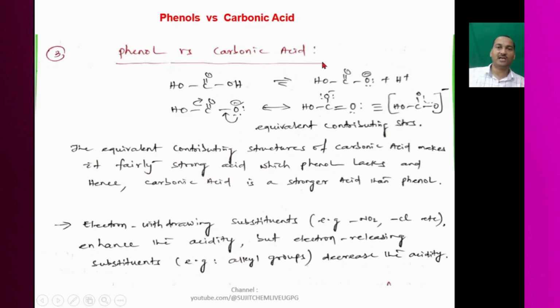So if we compare phenol with carbonic acid, this is the carbonic acid H2CO3, so it gives HCO3 minus plus H plus. So it is resonance stabilized and it can have equivalent contributing structures like this. So the equivalent contributing structures of carbonic acid make it a fairly strong acid, which phenol lacks, and hence carbonic acid is a stronger acid than phenol. So electron withdrawing substituents like nitro group or chlorine etc. enhance the acidity, but electron releasing substituents like alkyl groups will decrease the acidity.